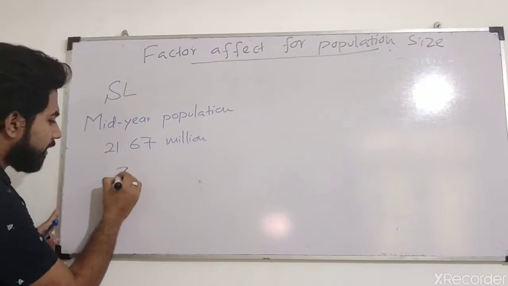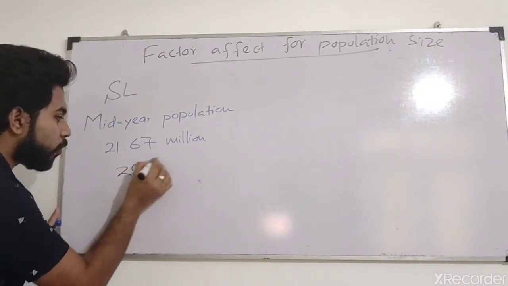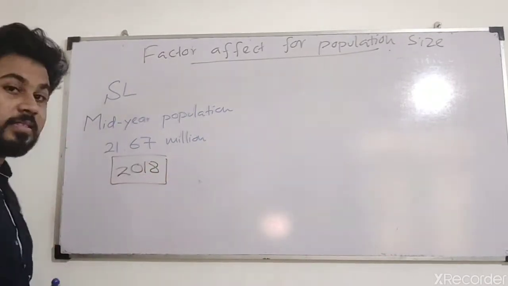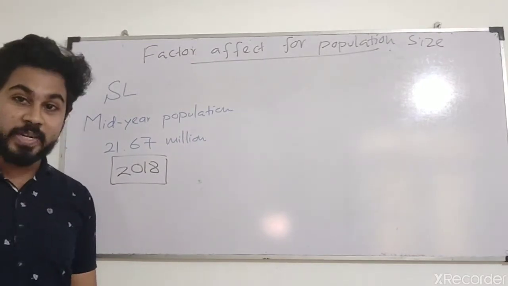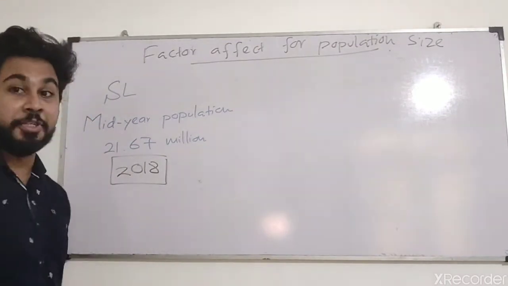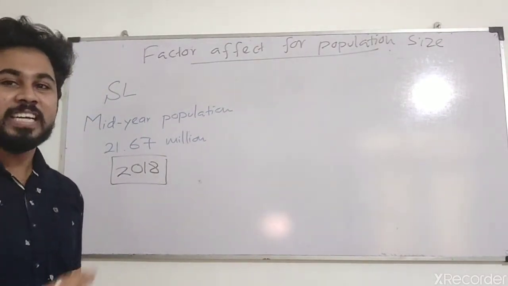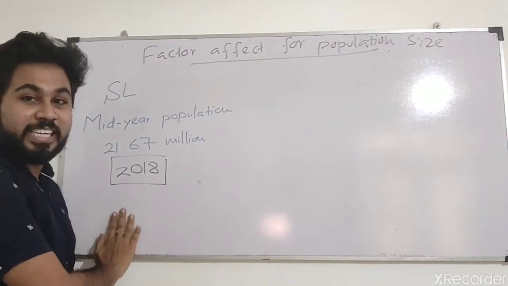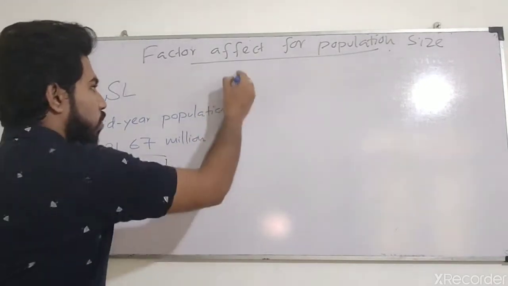So we are considering the statistics of year 2018, because for 2020 A-level students, the relevant year is 2018. You should be concerned about all the statistics relevant for year 2018. And the next one.